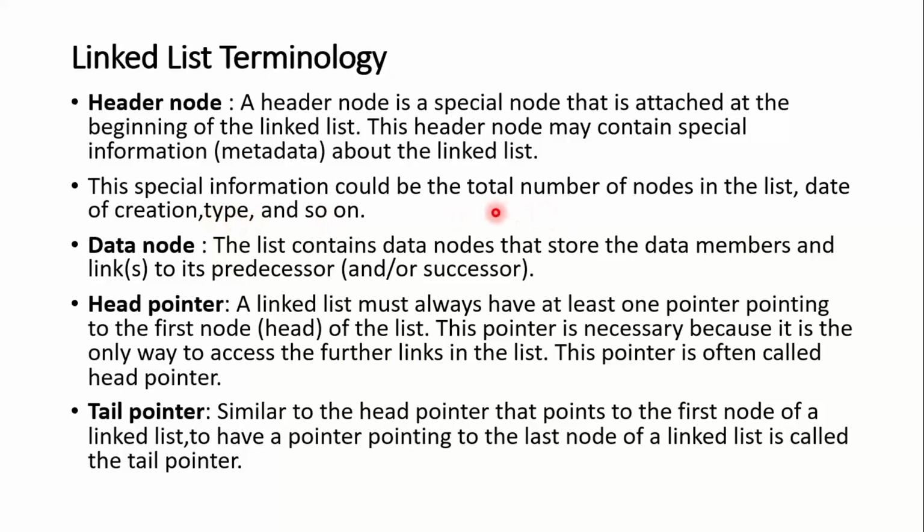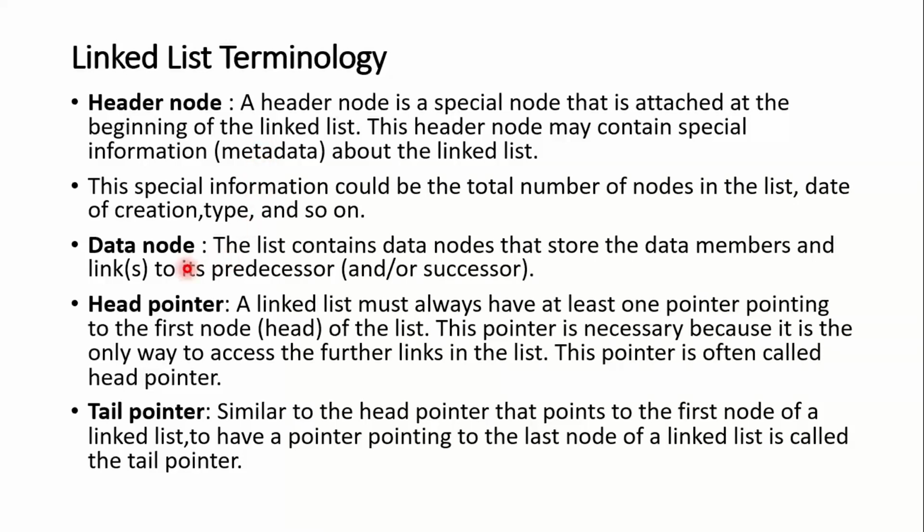storing, etc. So it is not just storing data, it is also storing some extra information, data about data, which is the definition of metadata. So it is storing all about what the linked list is going to contain. On which date it is created, what type of data it is going to store, total number of nodes in that list. So that is the reason the header node is called a special node, which is always at the beginning of the linked list, which gives more details about the linked list.